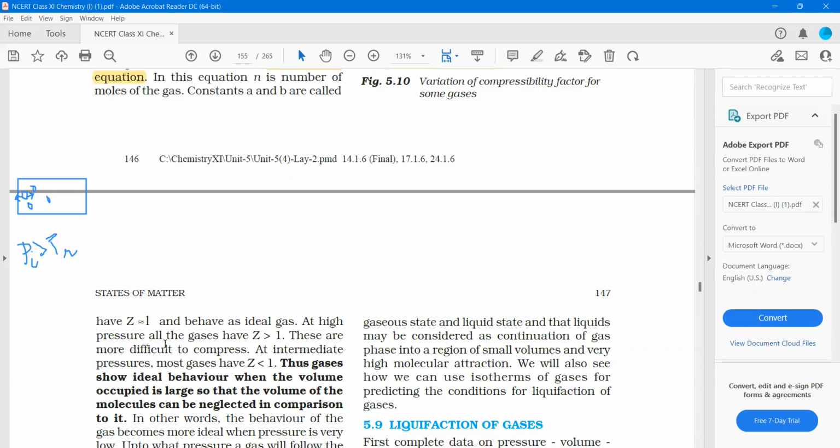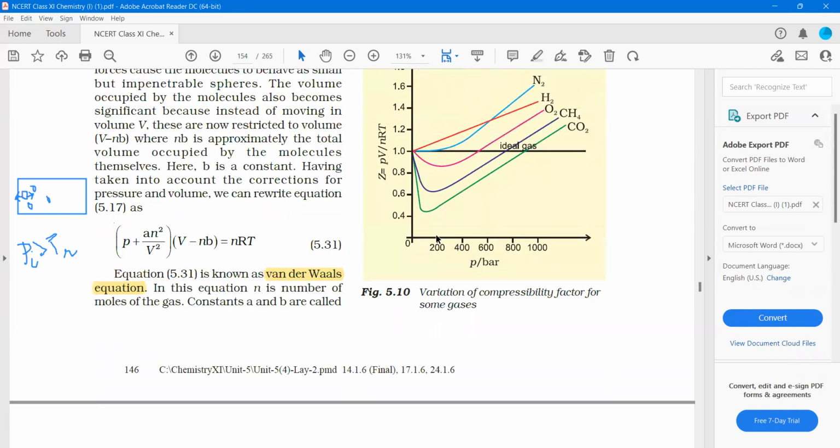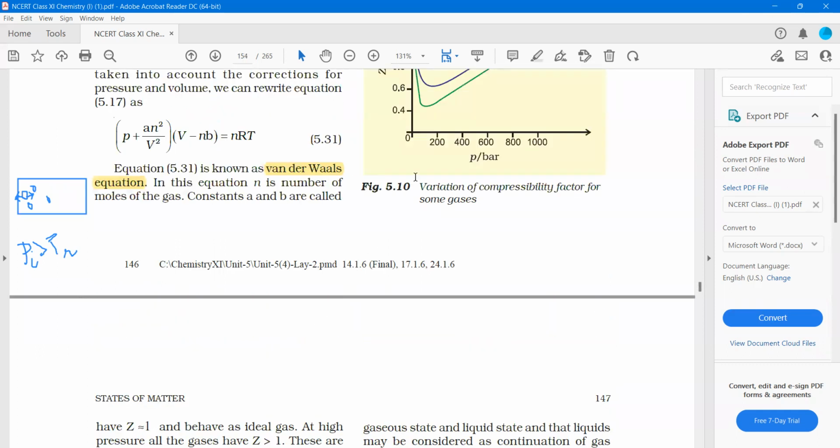And at high pressure, all the gases have Z greater than 1. So these are more difficult to compress. At intermediate pressures, many gases have Z less than 1. It's only some gases like hydrogen and helium that have Z always greater than 1. But at higher pressure, all the gases have Z greater than 1. So when you increase the pressure, the compressibility factor is also increasing.